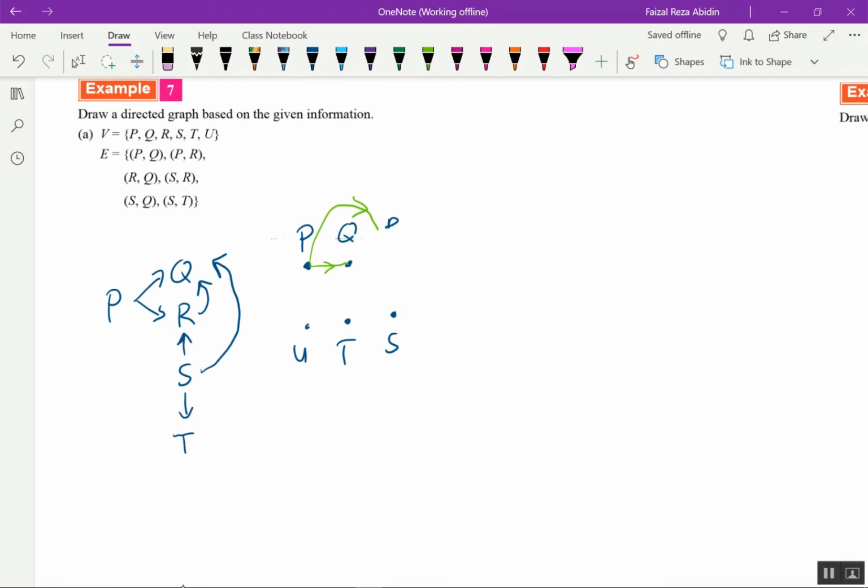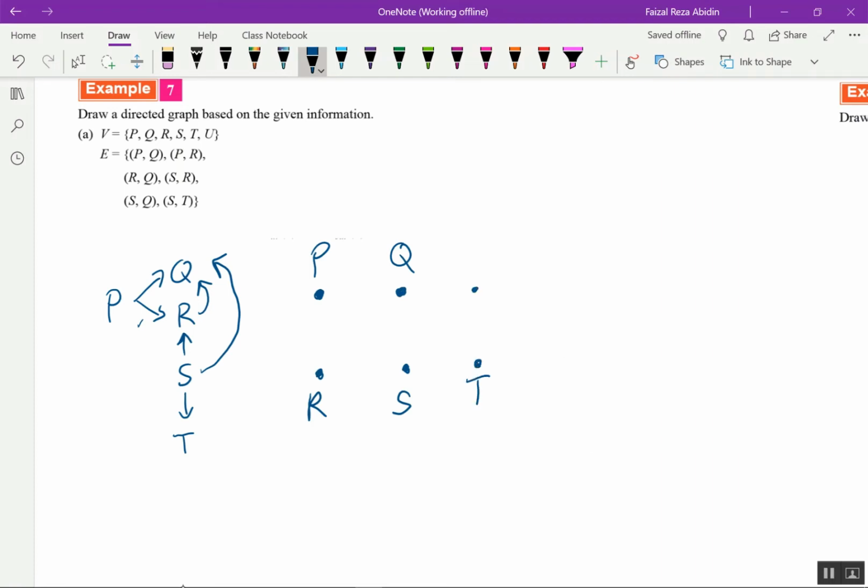So let me draw again. It means that P is here, and then we know that Q and R are connected with our P, right? So I just put here our Q, and then over here is our R. Why? Because that one is connected here. If you look closely, P is connected with Q and R. S is connected with R. So I put here S. And then T connected to S. So I just put here T. And I also put here U.